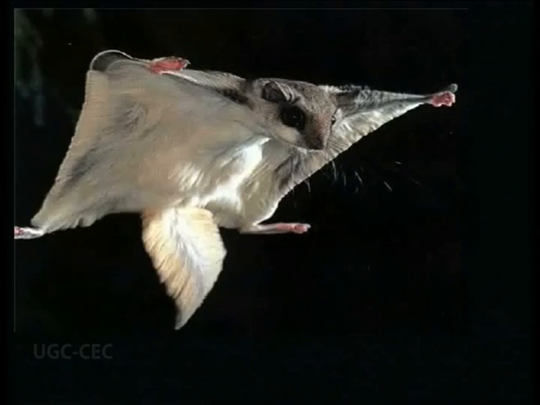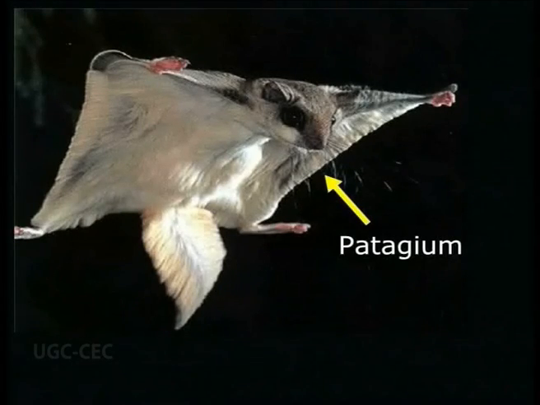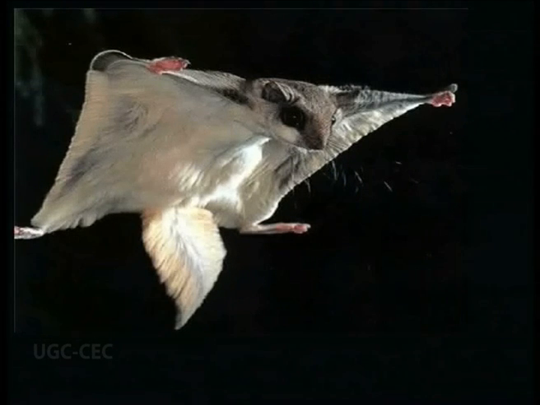Various adaptations for gliding include development of patagia. The sustaining surface for gliding is a fold or series of folds of skin called patagium. The patagium lies between the forelimbs and hind limbs and can be folded like a fan against the body when it is not in use.